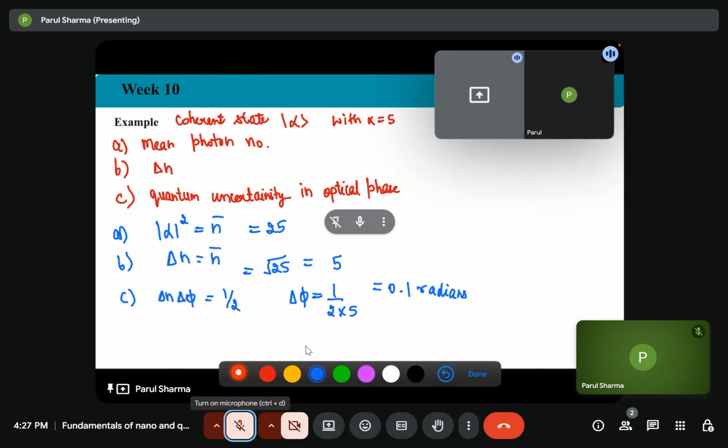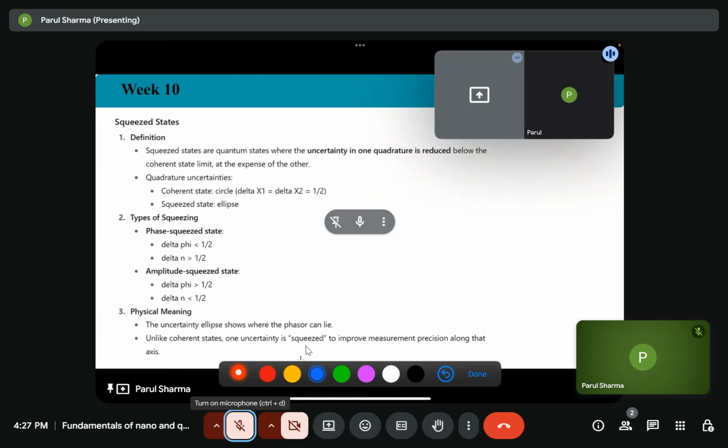So suppose we have 10,000 photons, n bar is equal to 10,000, then delta phi is equal to 1 by 200, that is 0.005. That is, the uncertainty in phase decreases. So as n bar increases, the number of photons increases, and delta phi decreases. So next is squeeze states.